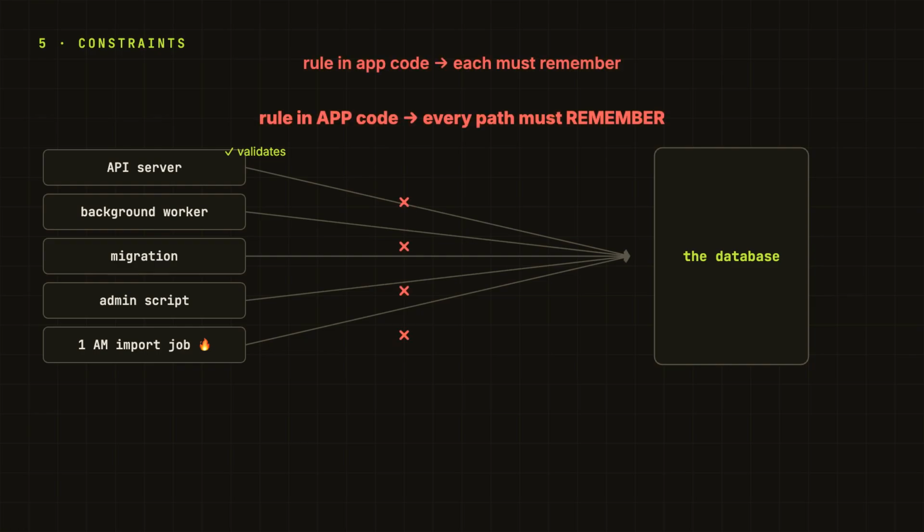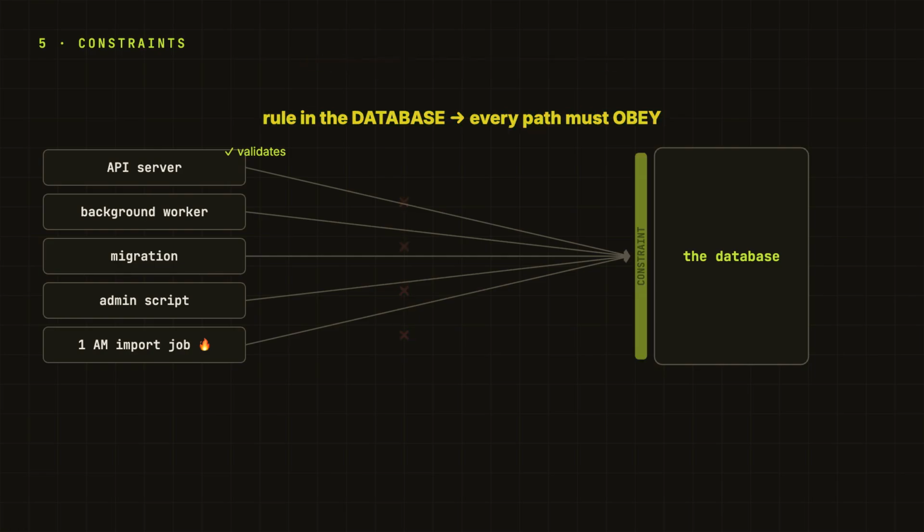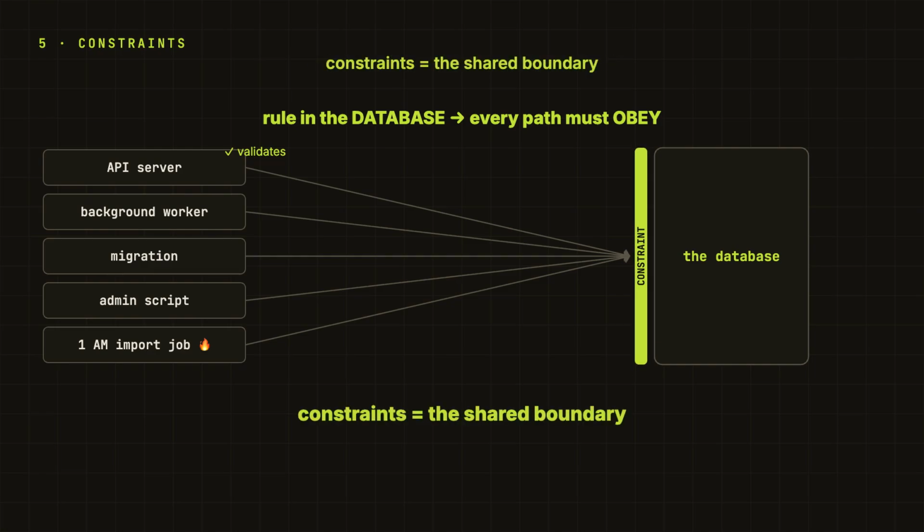So if the rule lives only in app code, every path has to remember it. If the rule lives in the database, every path has to obey it. That is the difference. Constraints are the shared boundary. They are not SQL fancy. They are how the database protects the truth when the rest of the system gets messy.